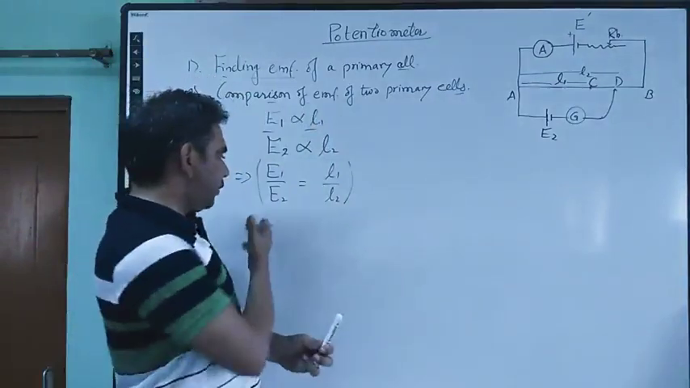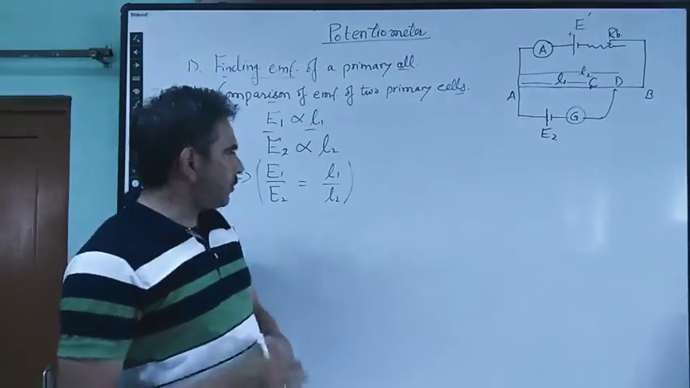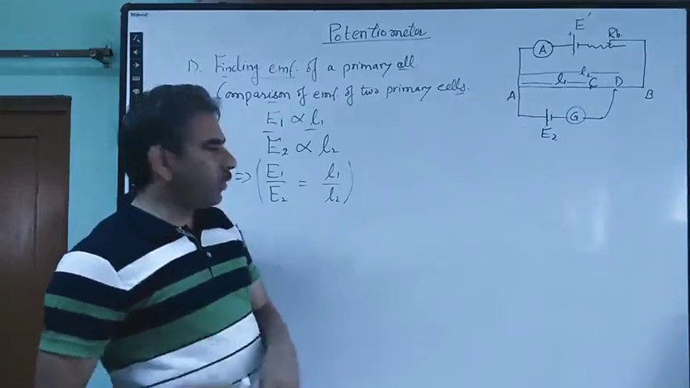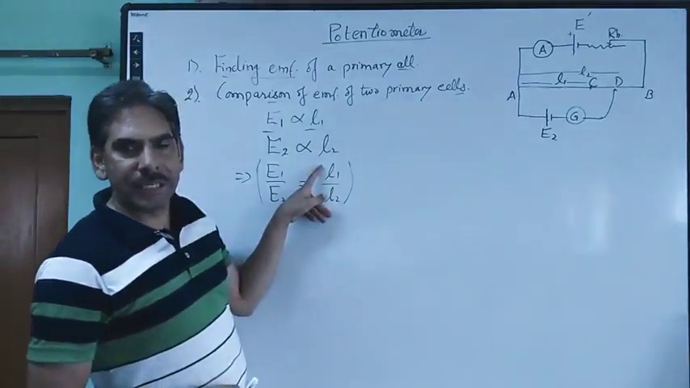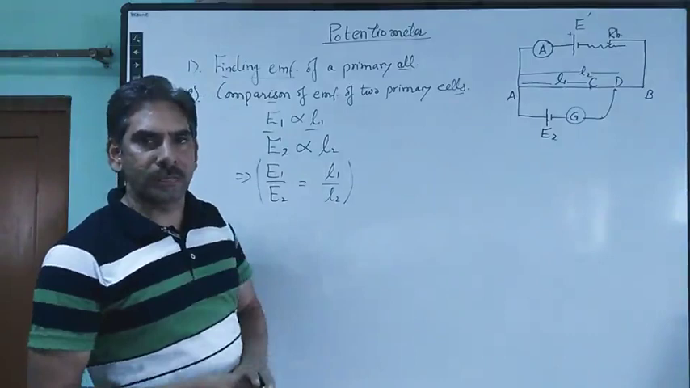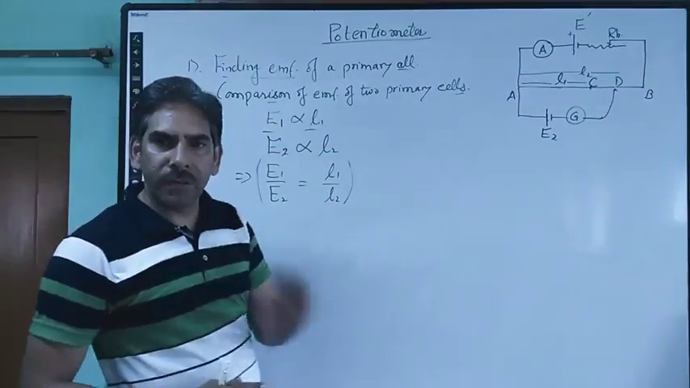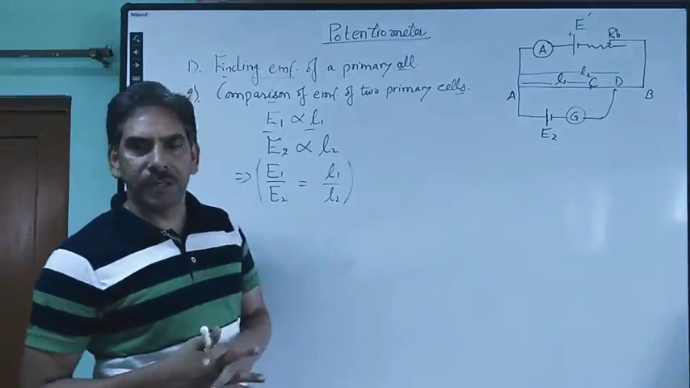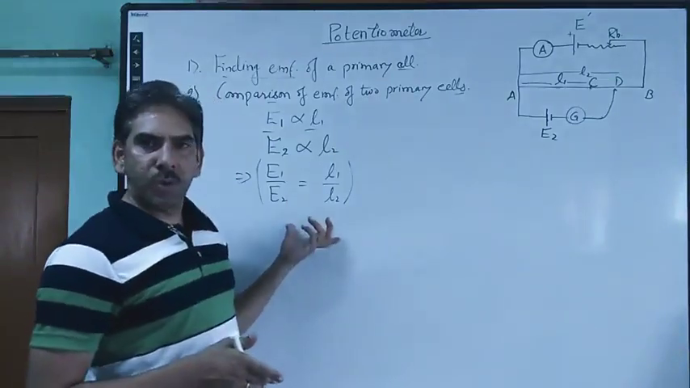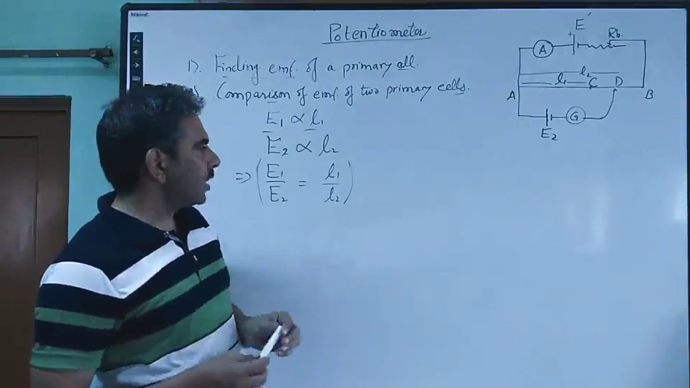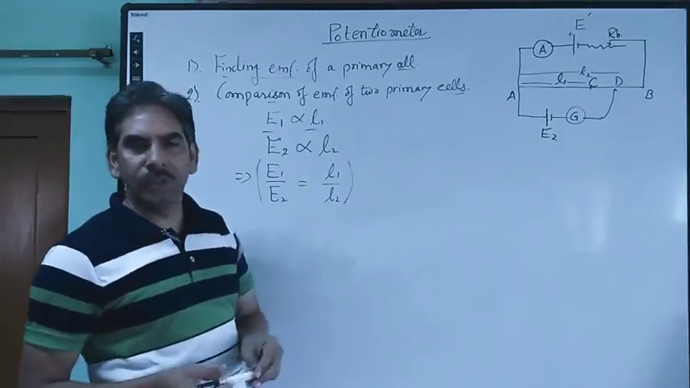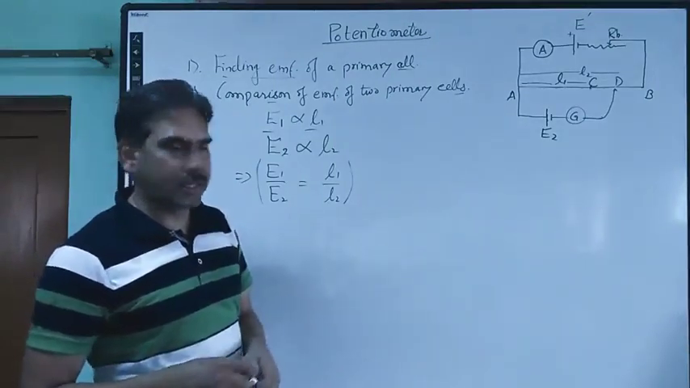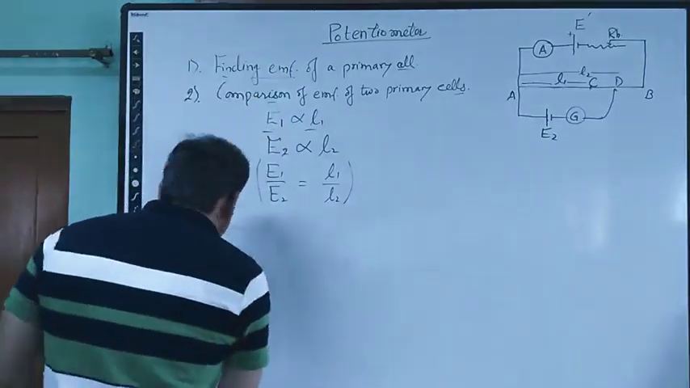And here we are comparing the EMFs of two primary cells. For that we only need the balancing lengths for the two cells. So we do not require any value of current or measurement of resistance or measurement of potential difference. That's why it is a much more accurate method to measure the potential difference or compare the EMFs.